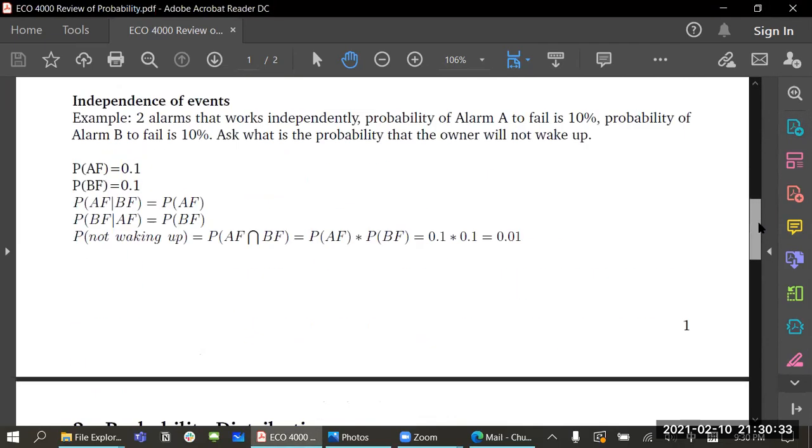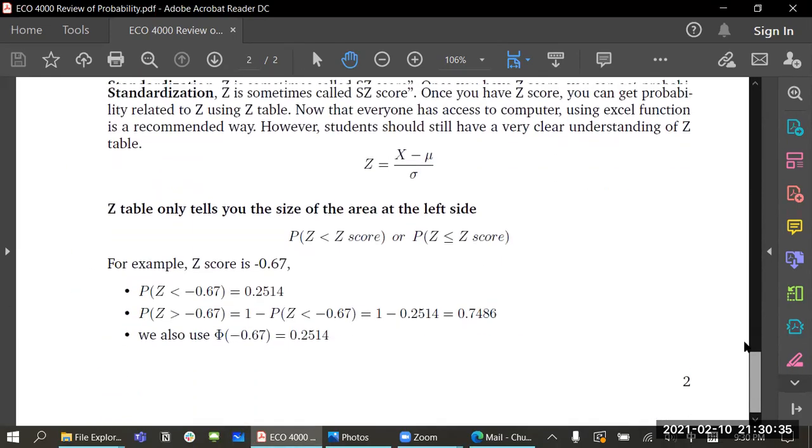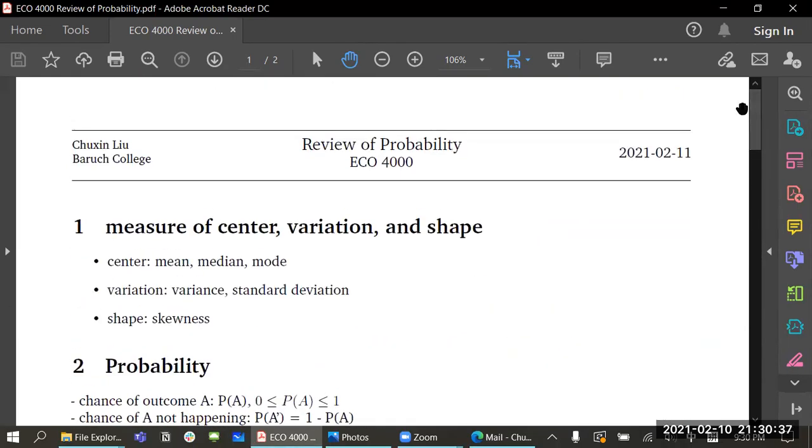This document I'm going to upload to Blackboard. But even though you're going to get this document, I still recommend you take out a notebook to take notes, because it's very helpful to write things down. Writing things down helps you memorize things and helps you have a better idea about what things you're more familiar with and what things you're less familiar with.